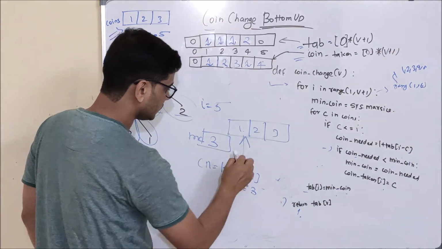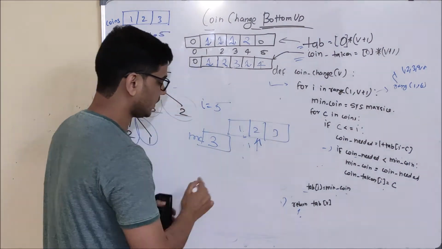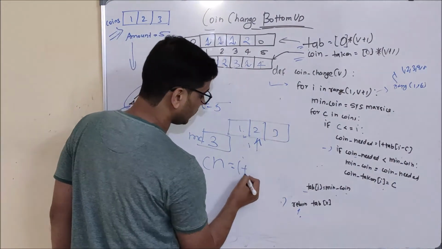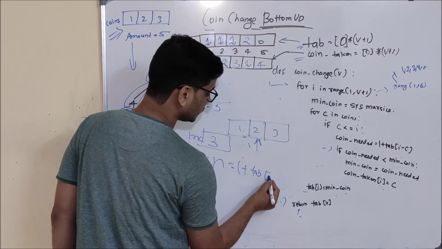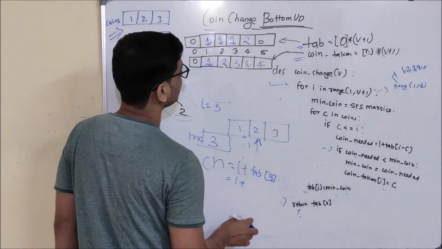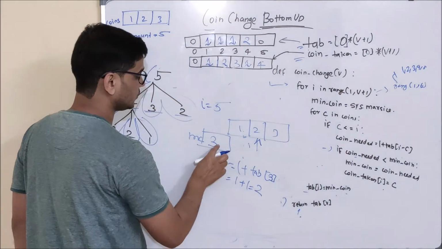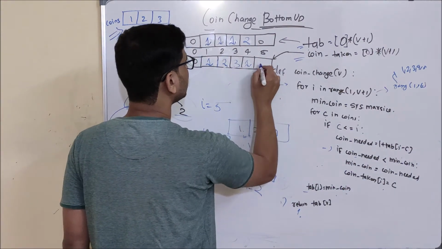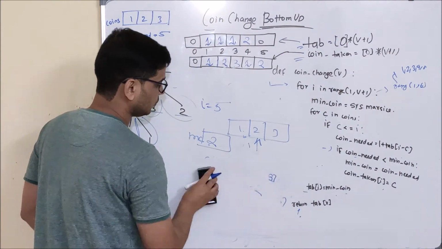Now c will come here. That is, I will try this particular coin and again find coin needed, and coin needed will be equal to 1 plus tab of I minus c. I is 5, c is 2. So it will be 3. That is 1 plus tab of 3. And what is tab of 3? Tab of 3 is 1. So it will be 2. Is 2 smaller than 3? Yes. So I will update 2 here and I will update 2 here also. This line.